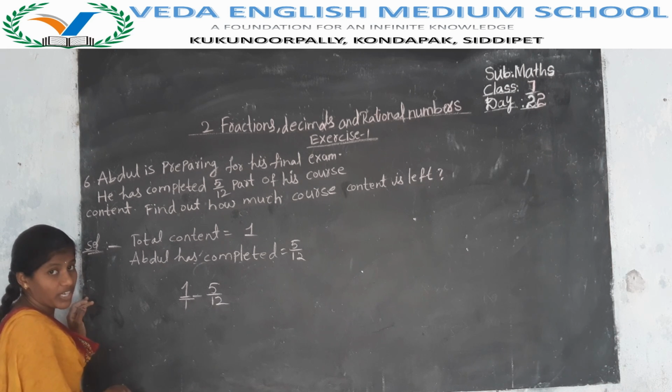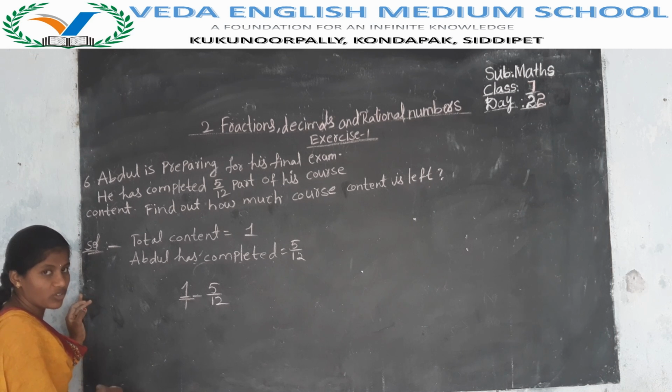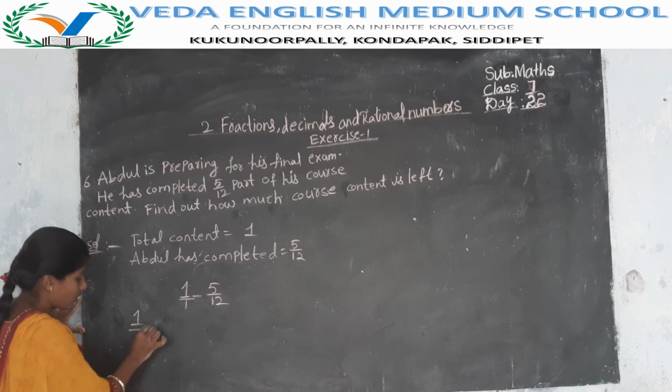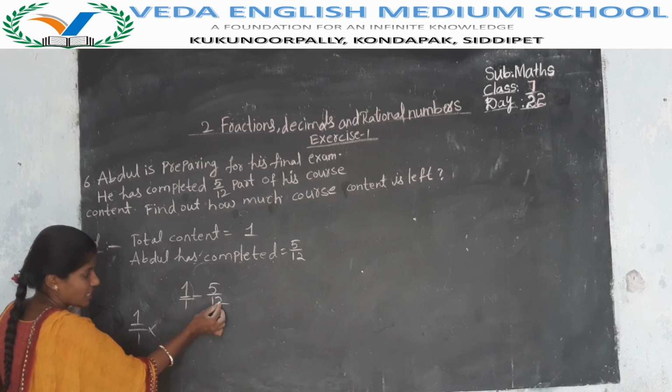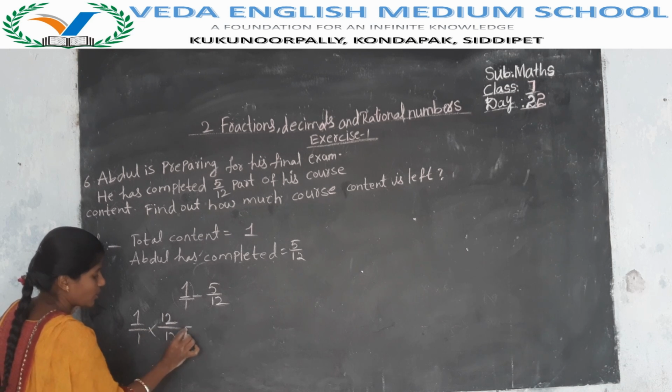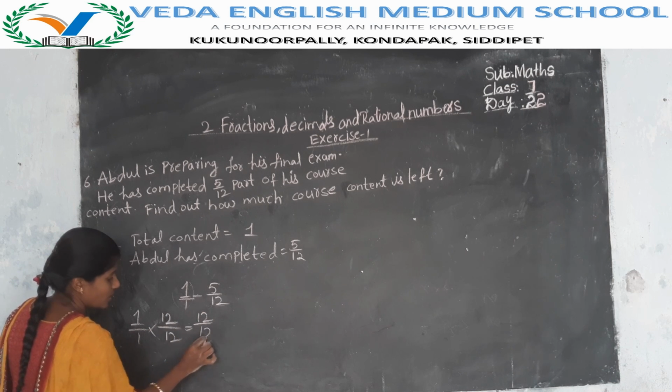These are two unlike fractions. If you have two unlike fractions, then you have to convert unlike fractions into like fractions. Then you can subtract. You have to multiply the first fraction, 1 by 1, with the second fraction's denominator. The second fraction denominator is 12. So 12 by 12. 1 twelves are 12. 12 ones are 12.